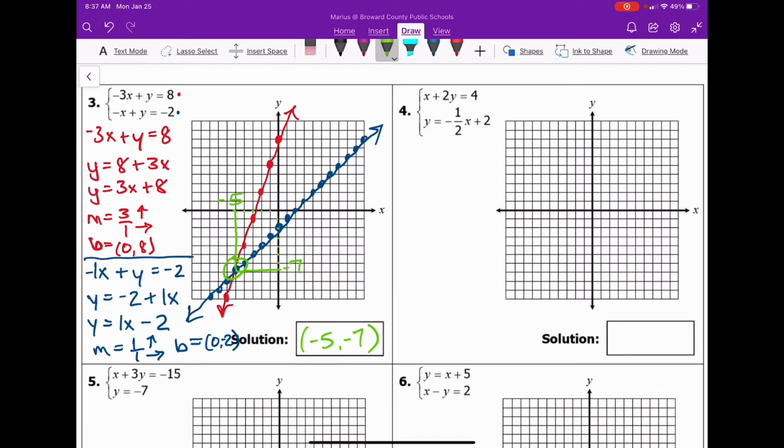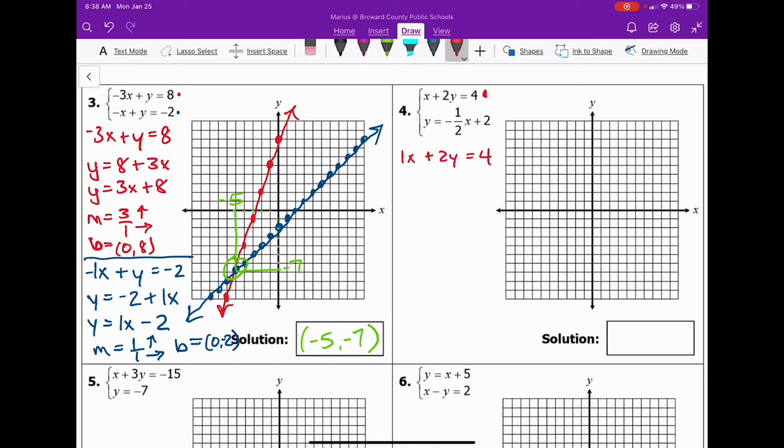And now let's go ahead and take a look at number 4. Now for number 4, one of the equations is already in slope-intercept form, but the first equation is not. So let's go ahead and change that first equation. We have 1x plus 2y equals 4.